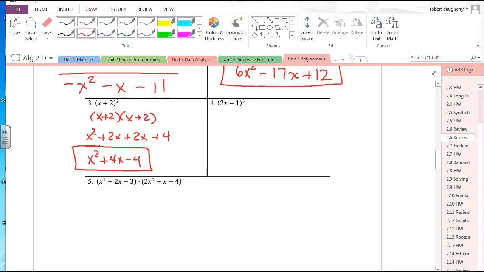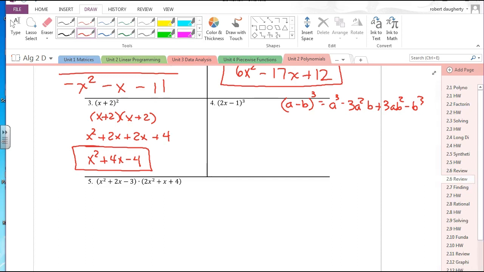The next one is an expansion of something that is cubed. We do have a formula. A minus b cubed is a cubed minus 3a squared b plus 3ab squared minus b cubed. So in this case, if I'm going to use this formula, I'm applying it to this operation right here. So my a in this formula is 2x and b is 1.